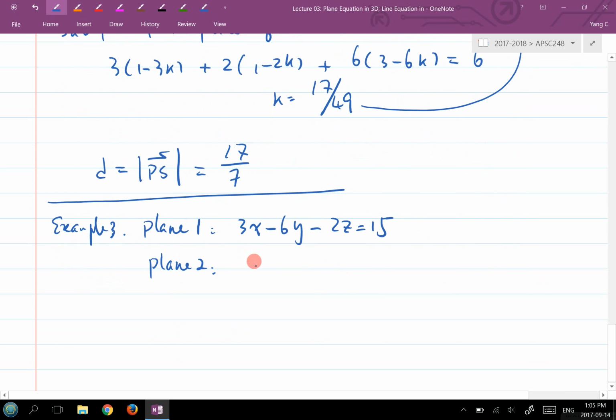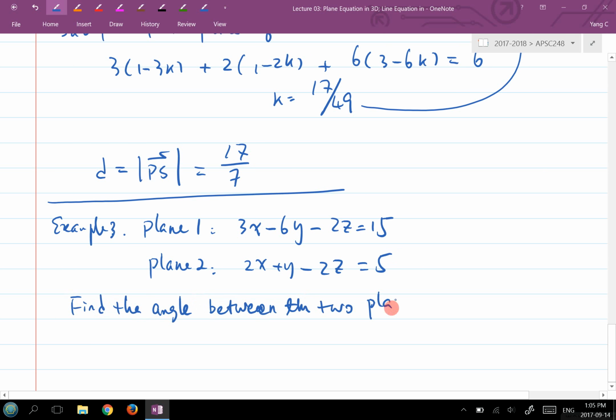I'll give you 2 planes here. Okay, so there are 2 planes, and we want to find the angles between these two planes. So in your mind, you start to visualize, okay, I have got two planes here, so what will be the angle between the two planes?